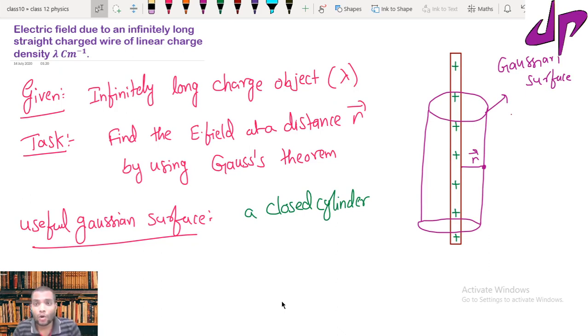Now when you select a Gaussian surface, you must always remember that we need to look at how the electric field is interacting with the surface, the electric field and ds. That is the main key point in Gauss theorem. We always need to look at how the electric field is interacting with the Gaussian surface.